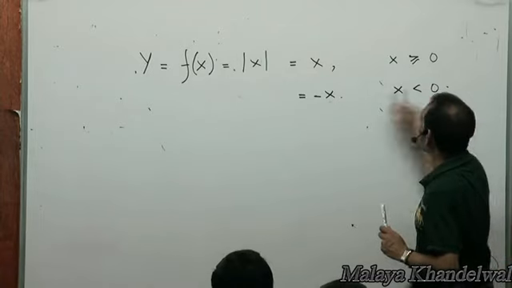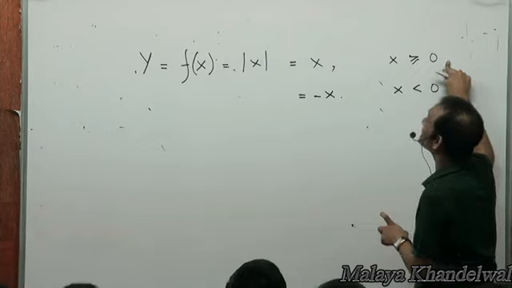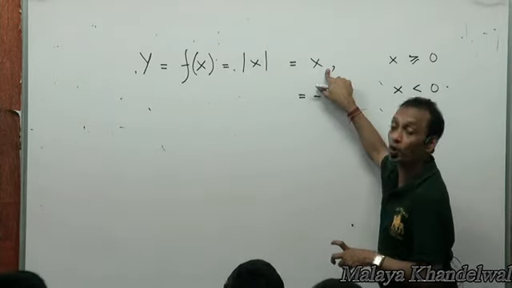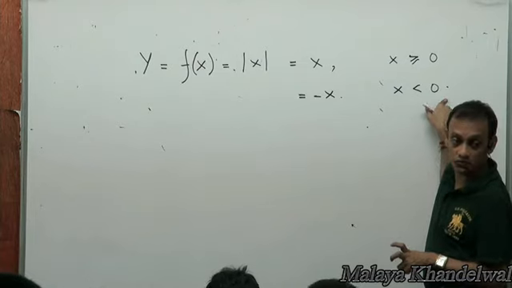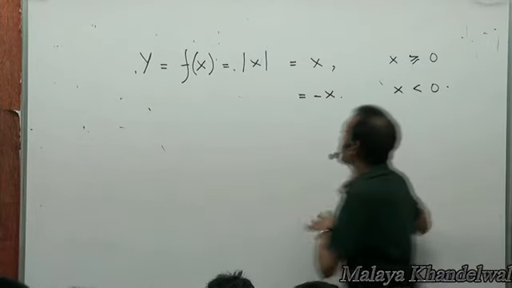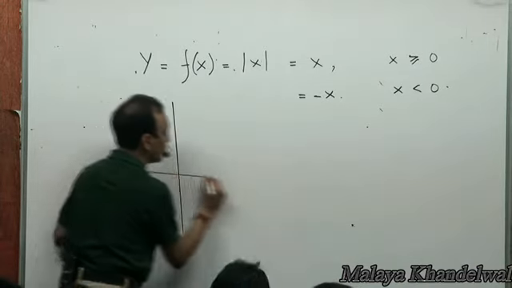So that if x is negative, minus x will be positive. So when x is greater than or equal to 0, y equal to mod x is x, and is minus x when x is less than 0. Yes or no? Graphically, then, the graph of y equal to f(x) is mod x.